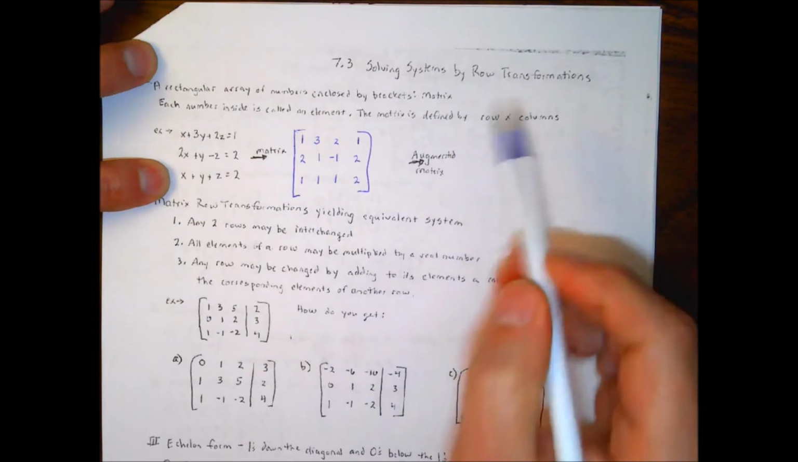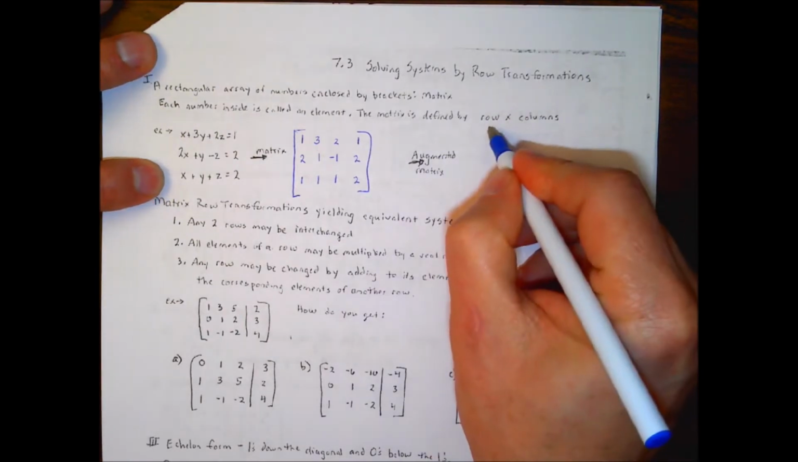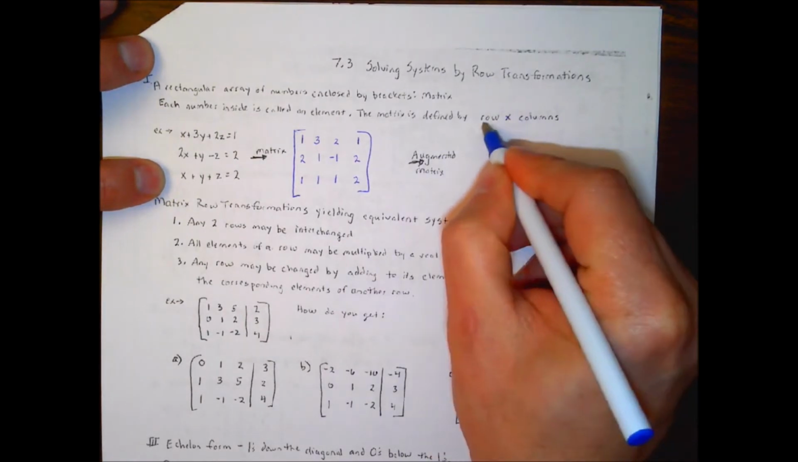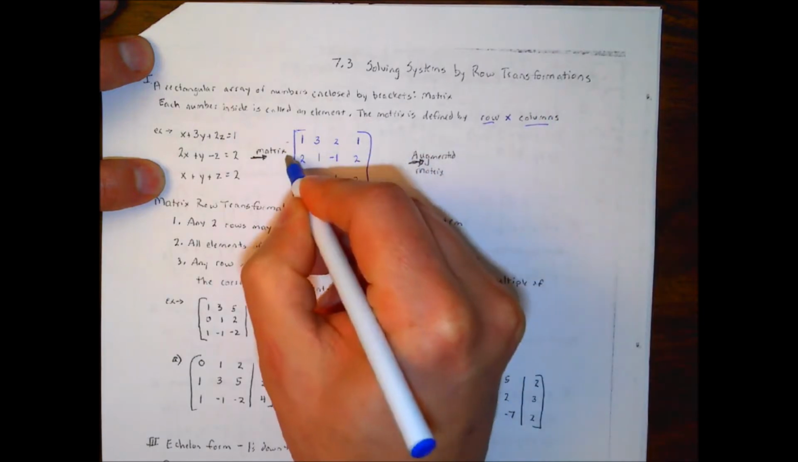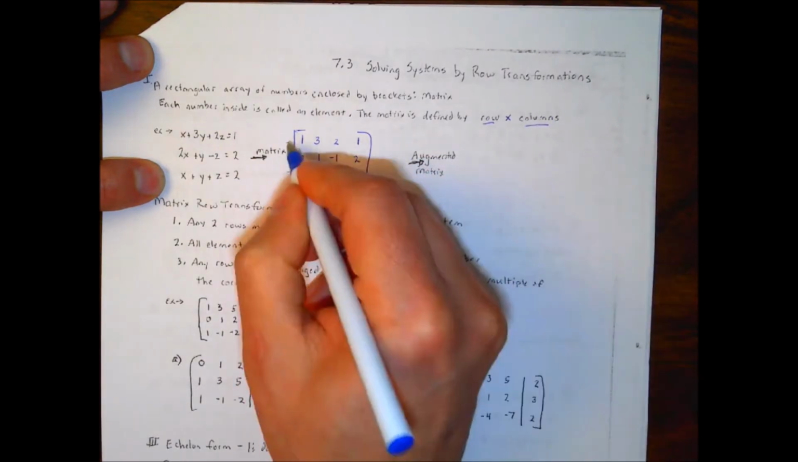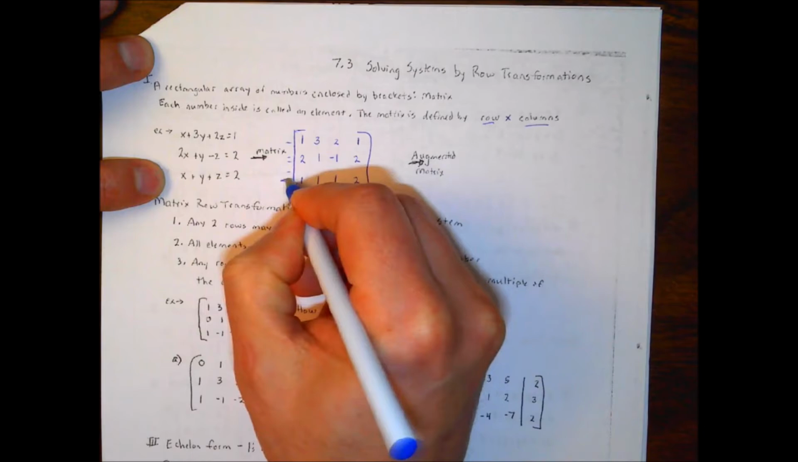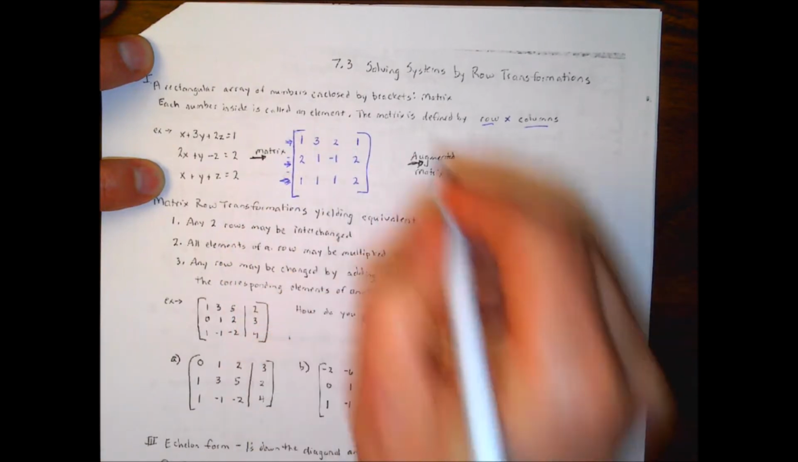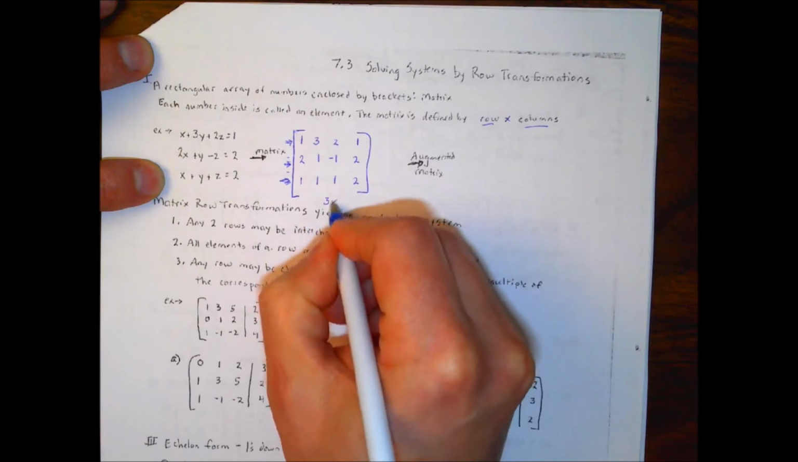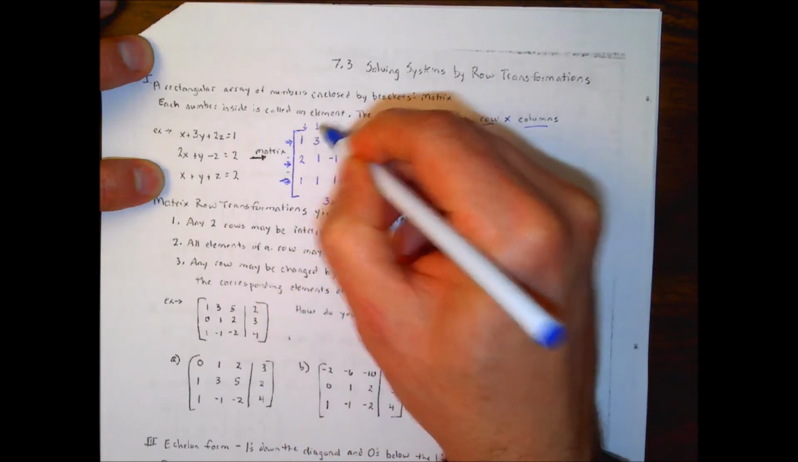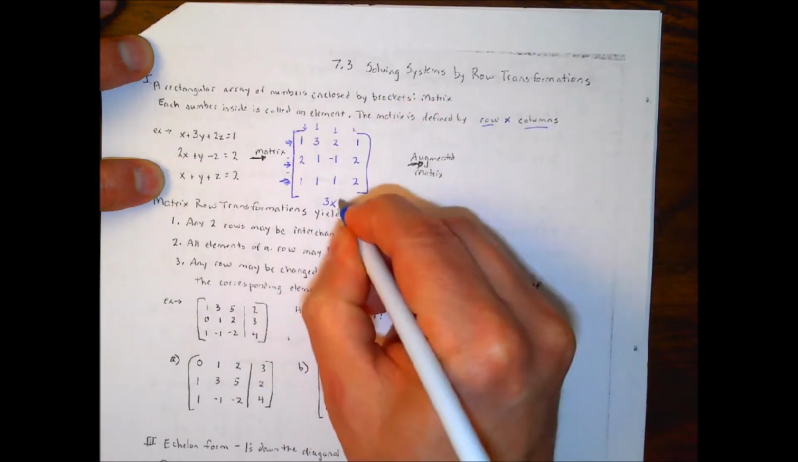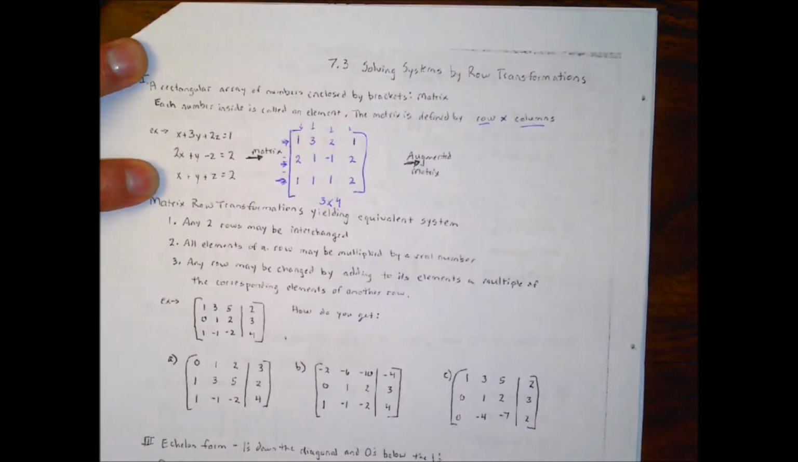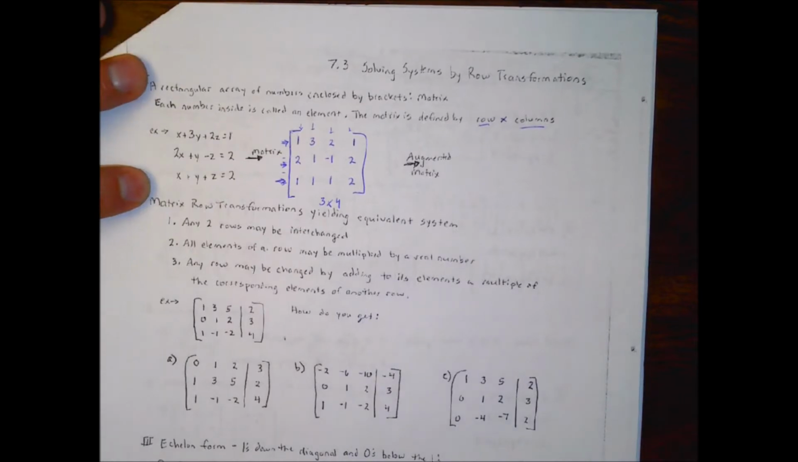A matrix is defined by saying it's a what by what matrix: the rows by the columns. There are 3 different rows here, 1, 2, 3. So this is a 3 by, and columns, 1, 2, 3, 4. This is a 3 by 4 matrix is how we would define it. And we can call this matrix A or matrix B or whatever.